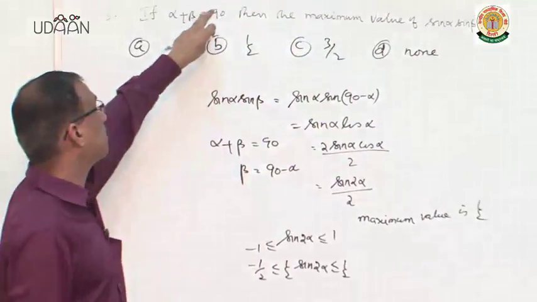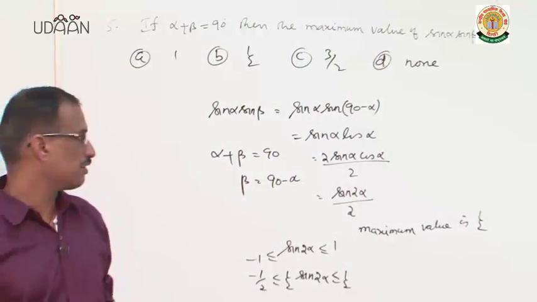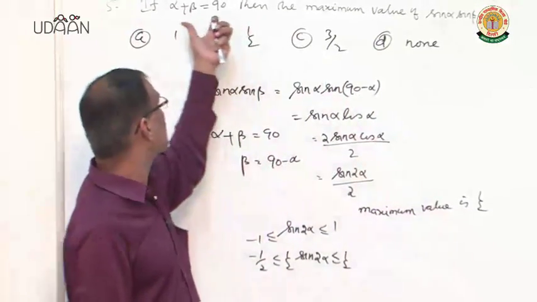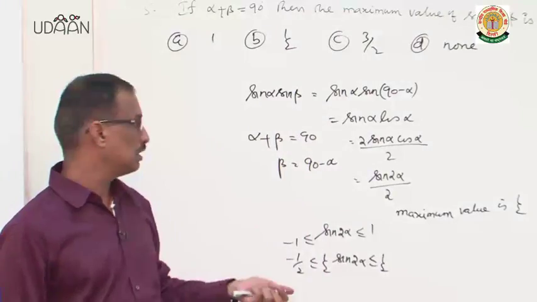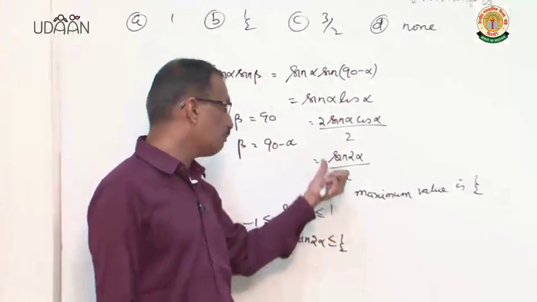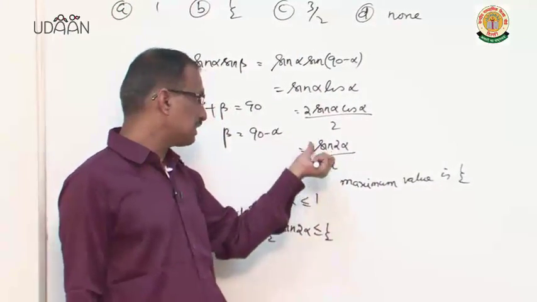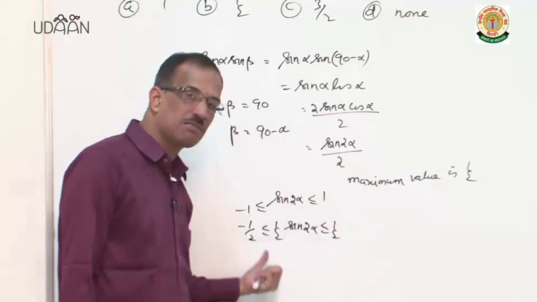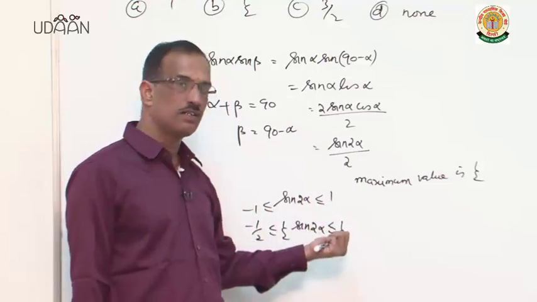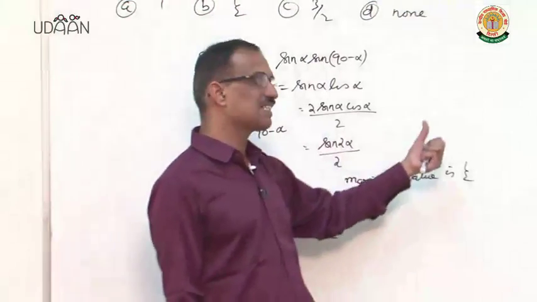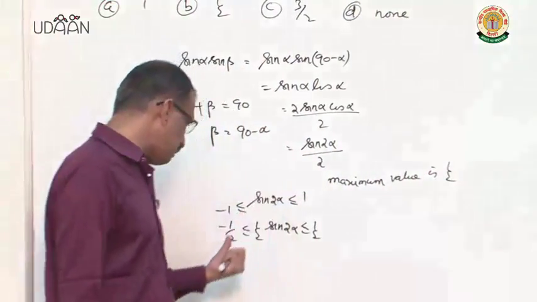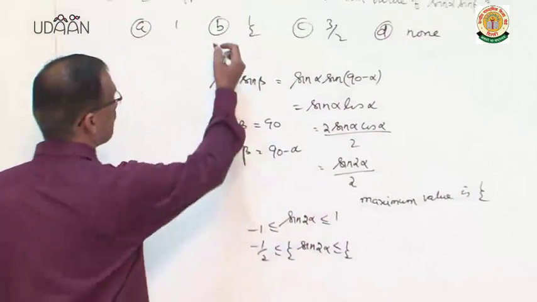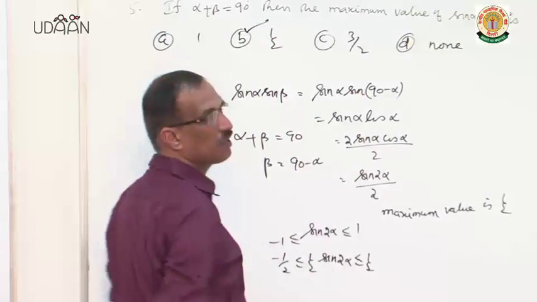So it is a very simple question we have done: what is the sin alpha sin beta value if alpha plus beta equal to 90 degree? That is sin alpha sin of 90 minus alpha, because it is given that alpha plus beta equal to 90. From there you bring that into the formula sin 2 alpha by 2, and you know that sin theta values lie between minus 1 and 1. So this expression gives the maximum value half and the minimum value minus half. So your option B is the right option.